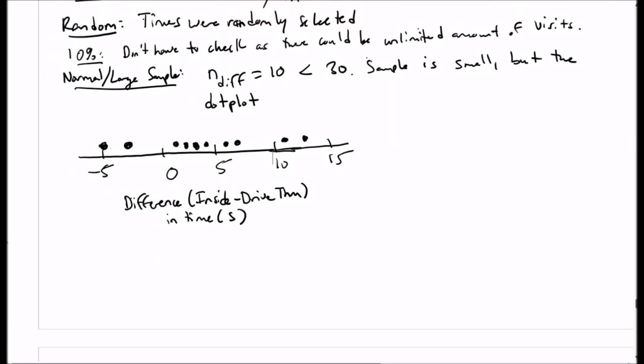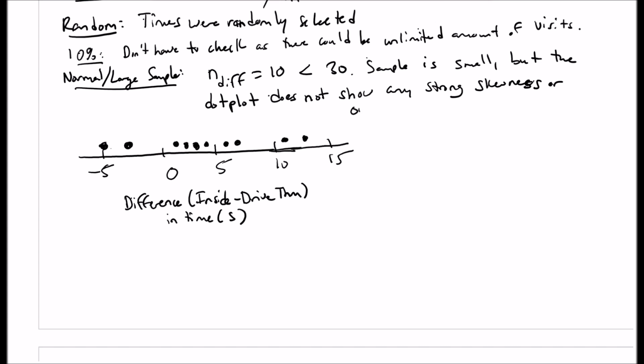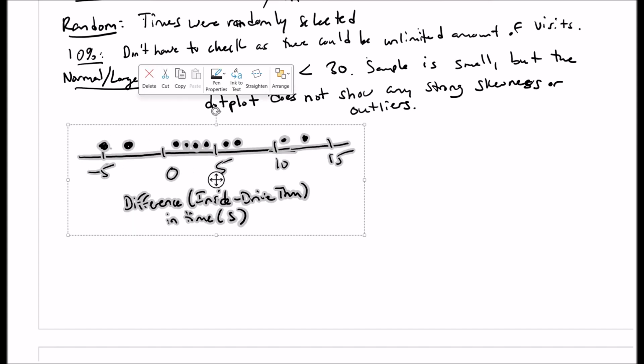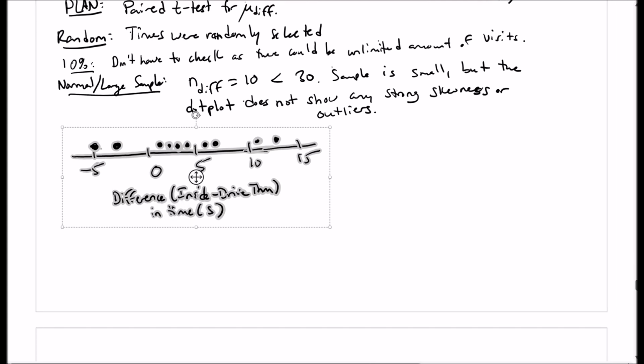So now if you see this, the dot plot does not show any strong skewness or outliers. And therefore we can proceed with the test. All right. So now we're going to do the do stage, but I'm going to shrink this, make this a little smaller.